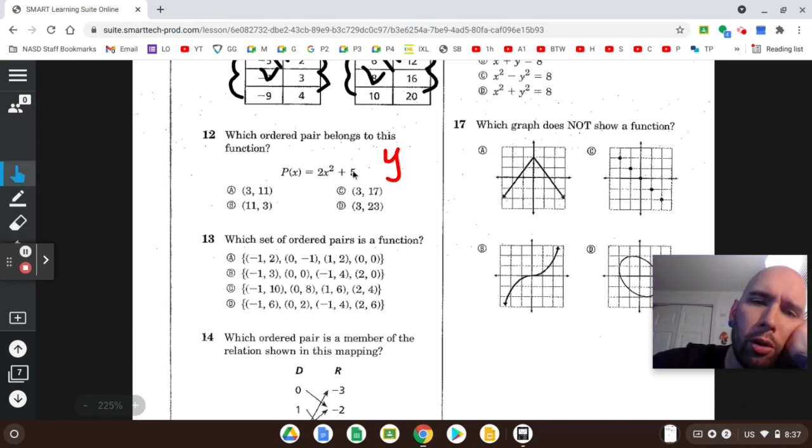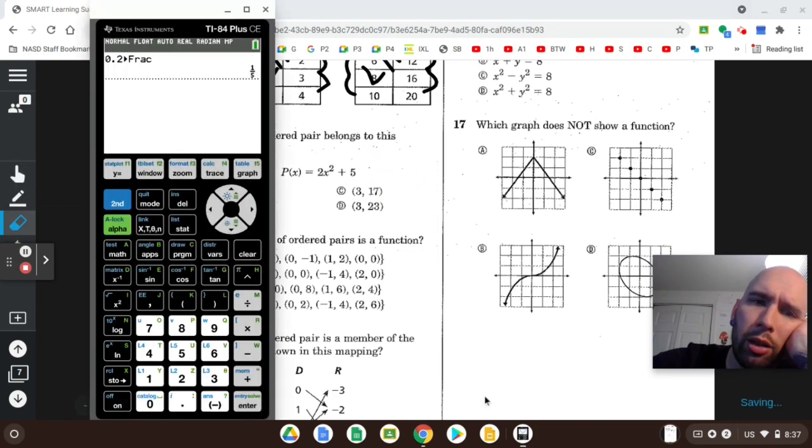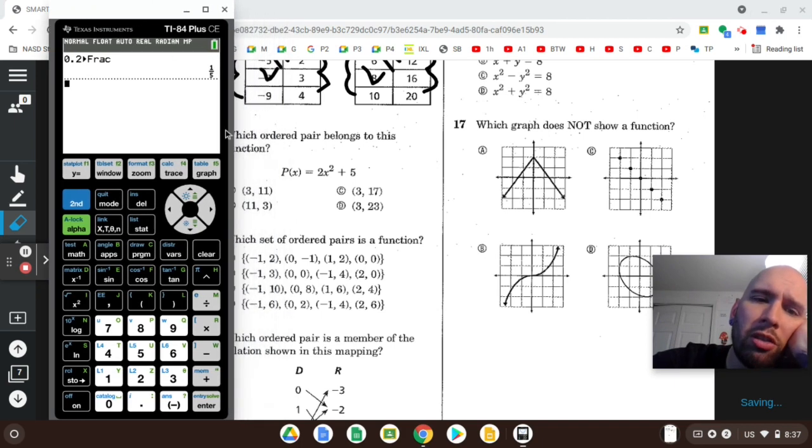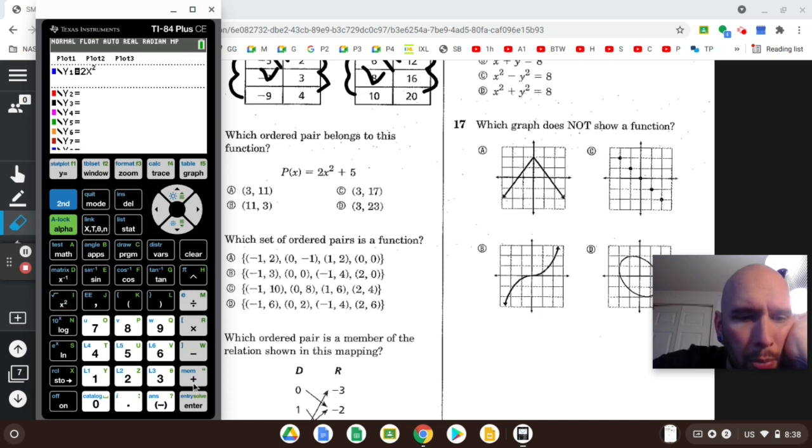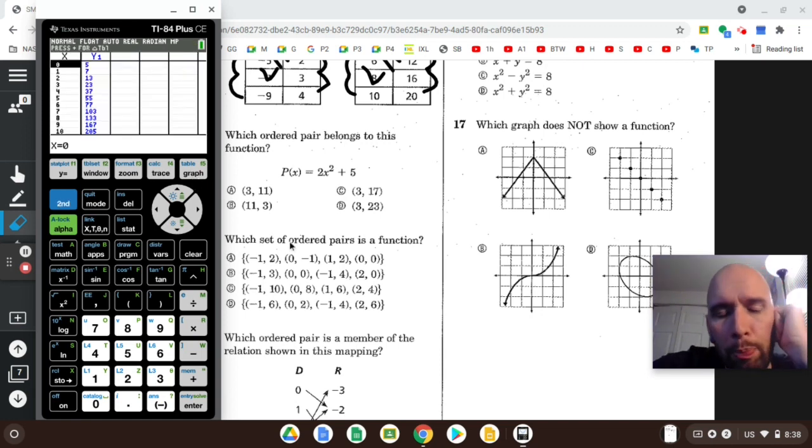Okay, so let me get my calculator out again. Whenever it says, hey, which ordered pair, you're going to take your calculator. Remember what we said. Anything of x is the same thing as y. So I'm going to go to y and type out 2x squared plus 5. I want to see which point lives on this. So I'm going to go to second graph to take me to a table.